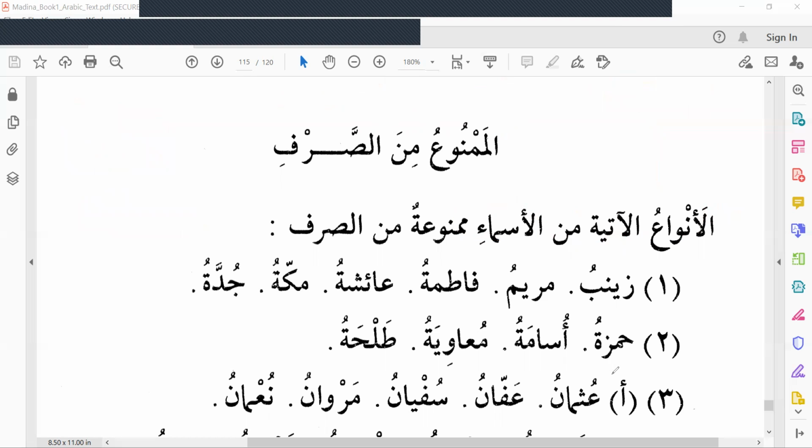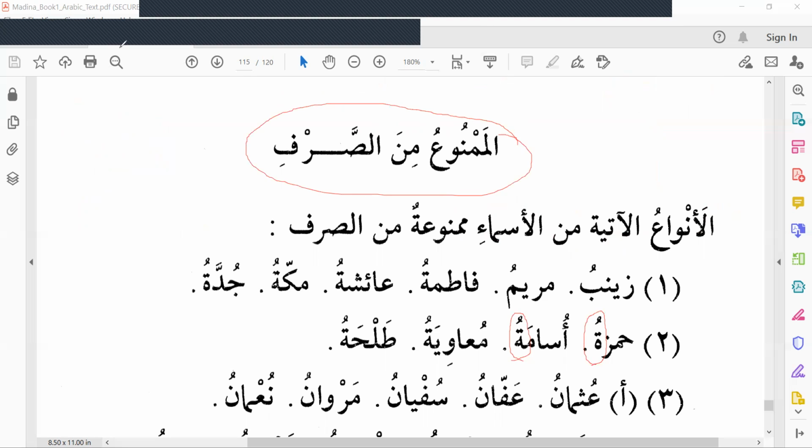Next, secondly, those male names ending with ta marbuta are also called al-mamnu min as-sarf. This is the second category.